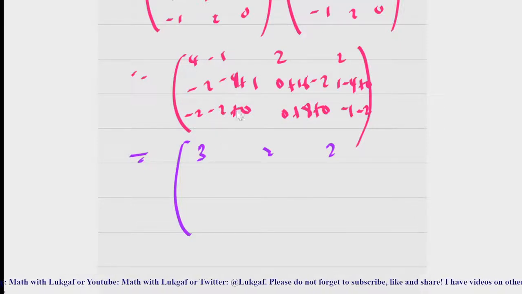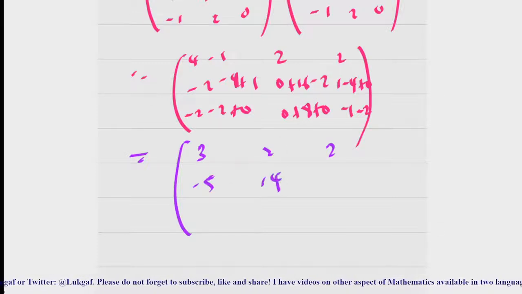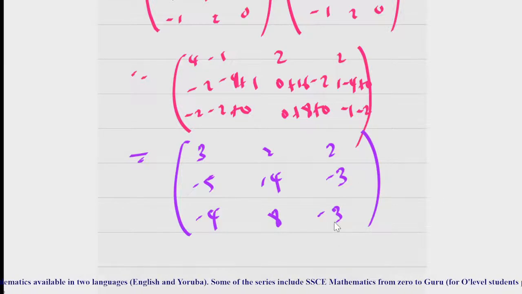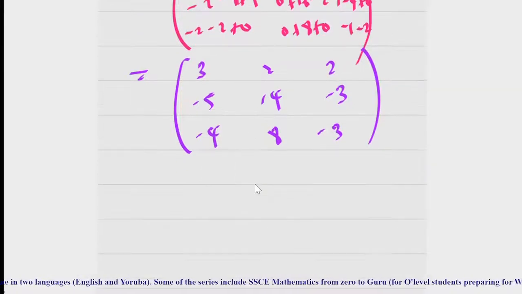So minus 6 plus 1, that's going to give me what? Minus 5. This is 14. You understand now? So this is 14. And minus, I think this is 0, that is minus 3, minus 4, 8, minus 3. Okay, now we still find what?